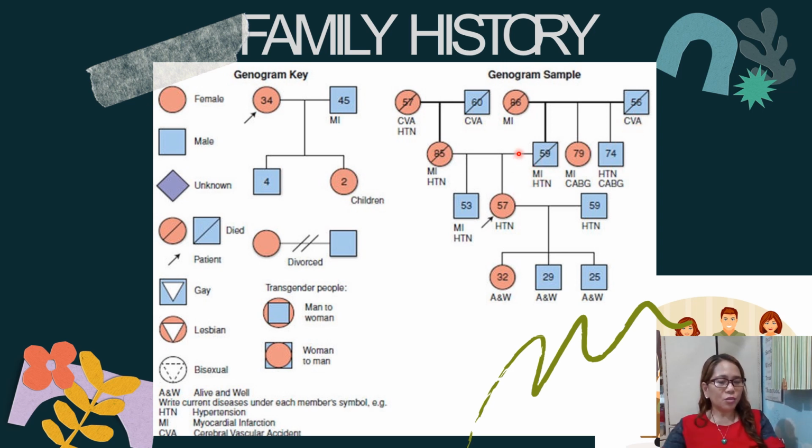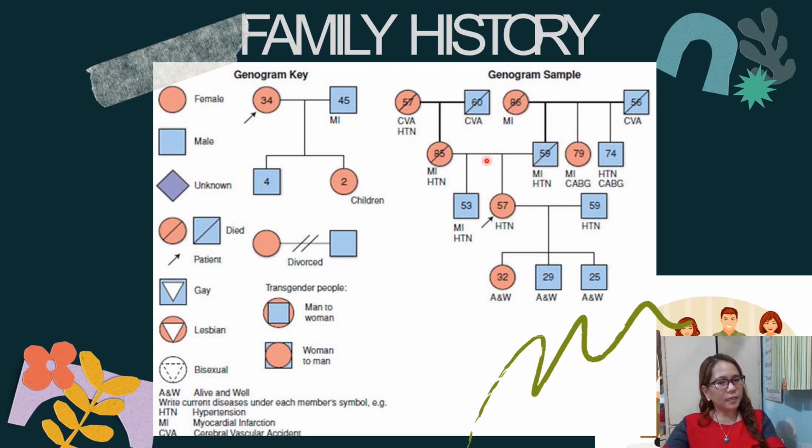Let's trace her grandparents on her father's side. Her grandmother died at the age of 86 due to myocardial infarction. And her grandfather on her father's side died at the age of 56 due to cerebrovascular accident. So they really have a problem with hypertension and CVA, right? So, our patient is high risk.